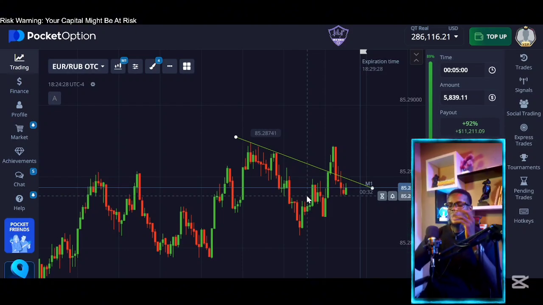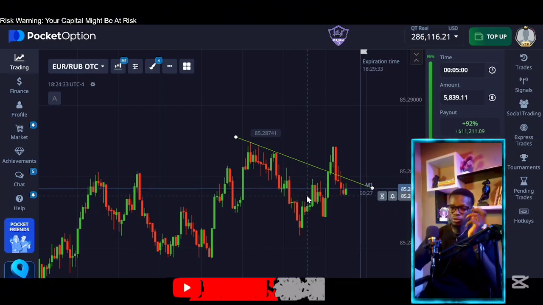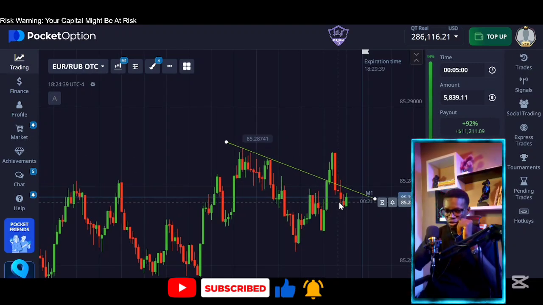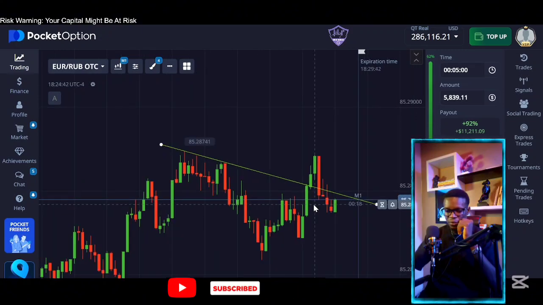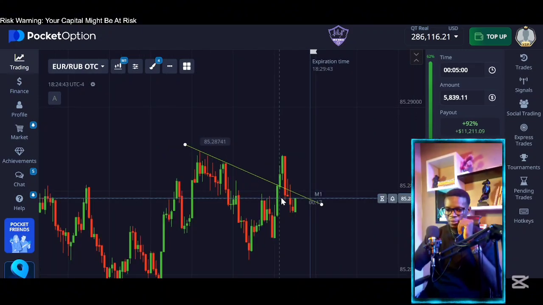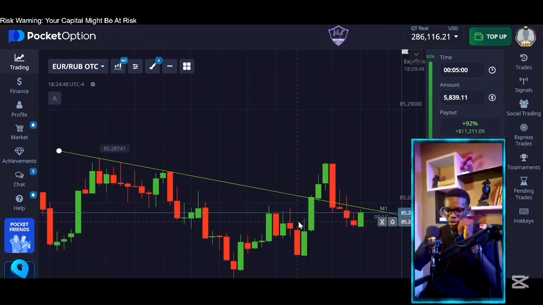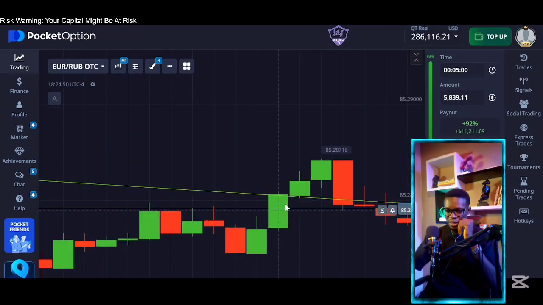Now the concept is very simple. We need to wait for a breakout out of this zone, and that's where we should be entering our trade. So the breakout came in the form of this very candle right here. This is the green candle that closed inside of my zone.